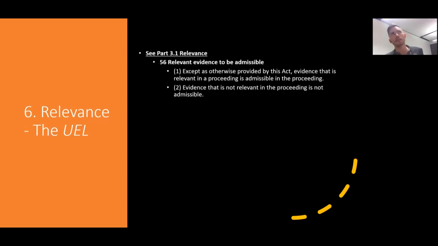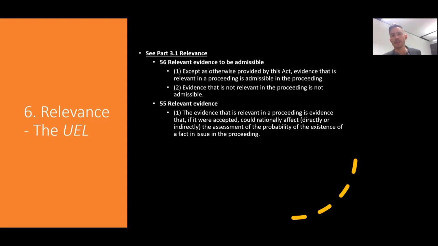And what does relevance mean? We talked about this a bit in the tutorial for week 1, but relevant evidence seems to be evidence that could rationally, logically, directly or indirectly, so directly or circumstantially, affect the probability that some fact in issue exists. If you recall, we juxtapose that with the notion of probative value, which seems to be the degree of relevance. And we'll talk a lot about probative value when we get to my discretions class and what I believe is lecture week 8.